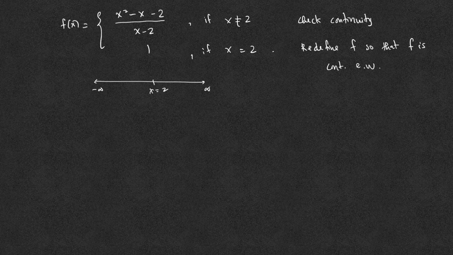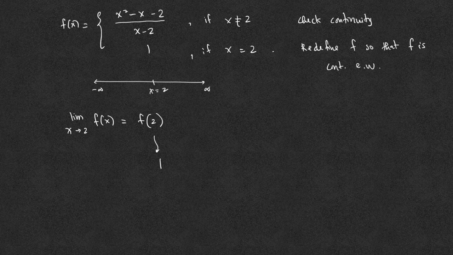If the function f is continuous at x equals 2, then it needs to satisfy the condition that the limit as x approaches 2 of f of x equals f of 2. Now, f of 2 is defined to be 1. The second part, when x equals 2, y equals 1. And so f of 2 is 1.